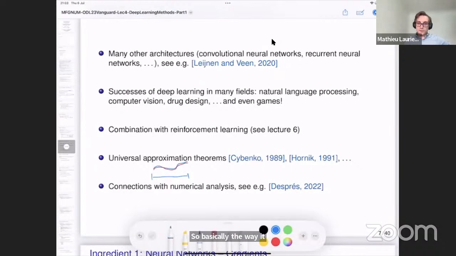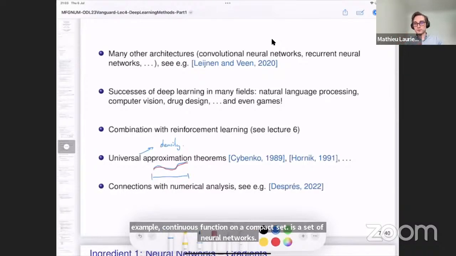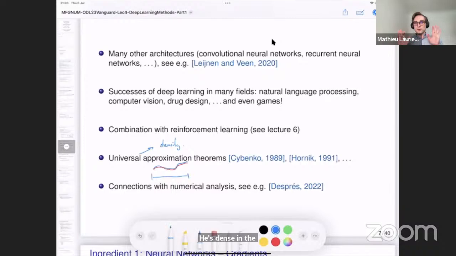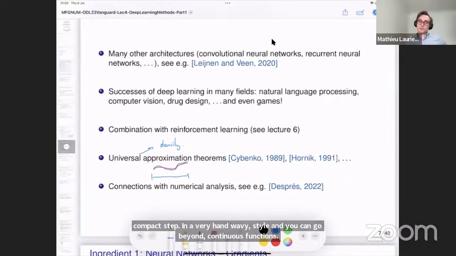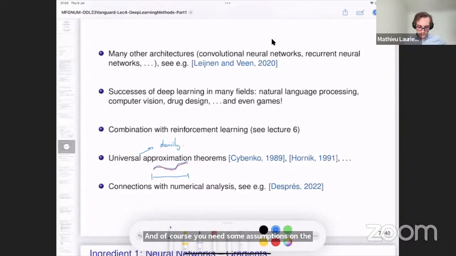Basically, the way it works is just by density. You can think of this kind of result as a density result. It tells you that for some classes of functions, for example, continuous functions on a compact set, the set of neural networks is dense in the set of continuous functions on a compact set. In a very hand-wavy style, and you can go beyond continuous functions. And of course, you need some assumptions on the activation function in order to get such approximation results.